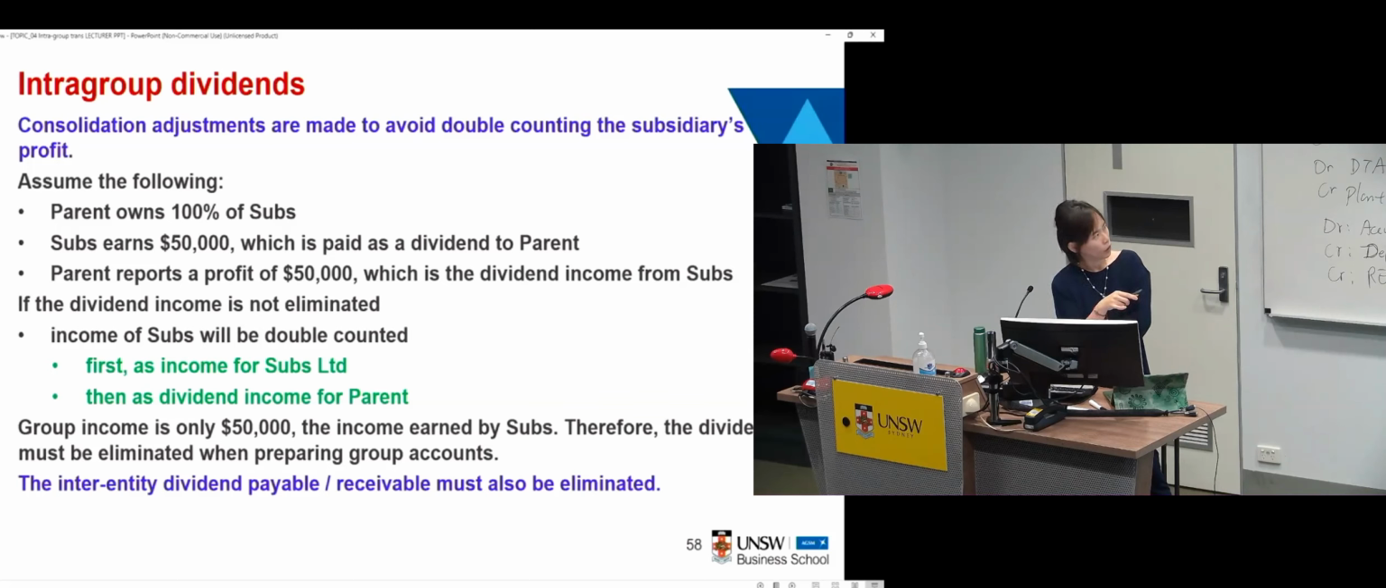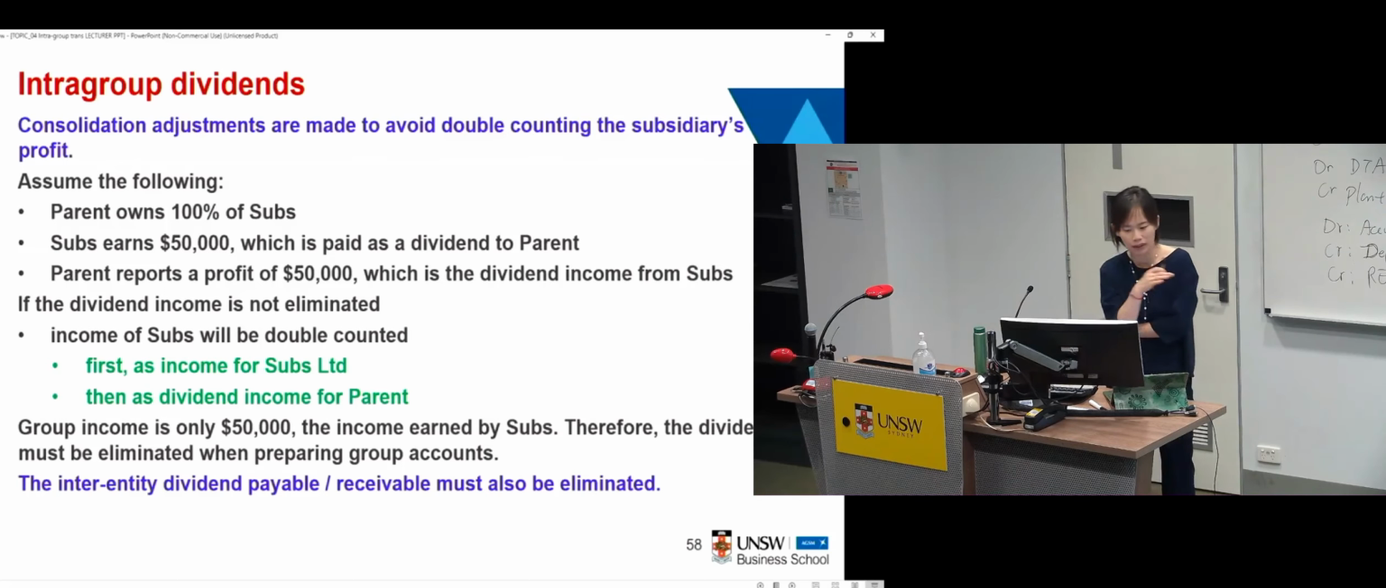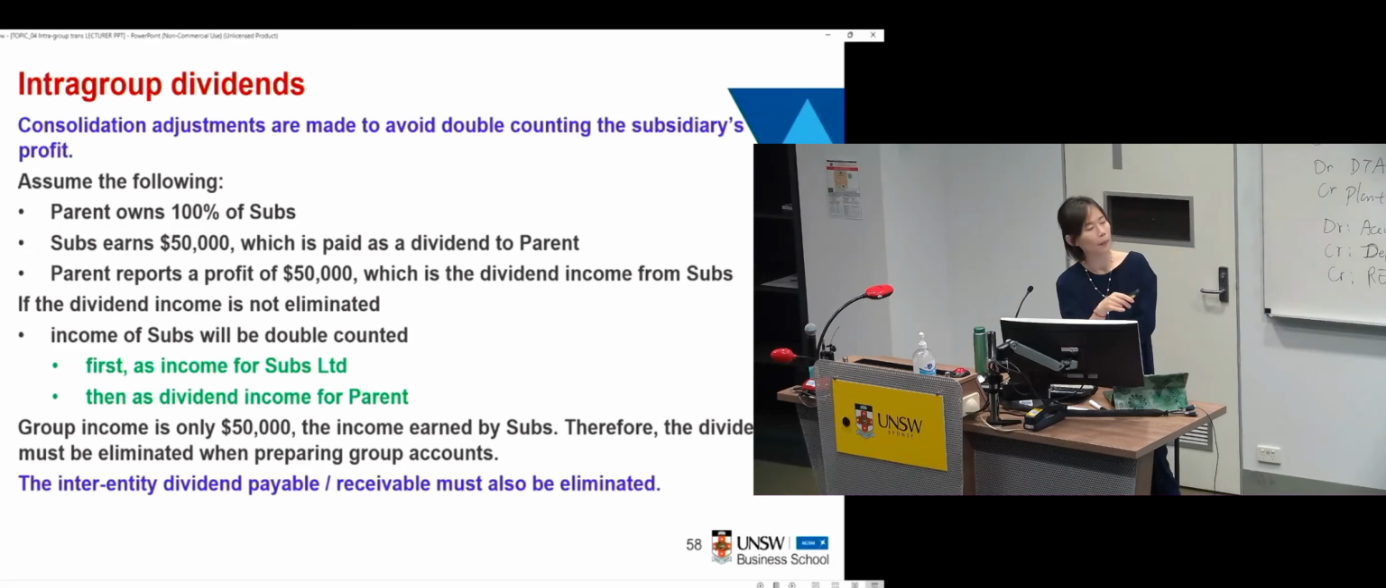Okay? Now assuming the parent owns 100% of the shares of the subsidiary, which means the dividend declared or paid by the subsidiary will all be recognized by the parent as a dividend income, right? Now, assuming the subsidiary earns an after-tax profit of 50,000 this year and paid all this amount as a dividend to the parent company. So you can see the parent company therefore recognizes a dividend income of 50,000. Assuming the parent has no other income, okay? There's only one income. Now, do you need to pay tax for this 50,000 dividend income?